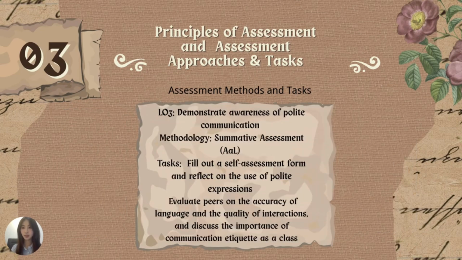The third learning goal is to let students understand and demonstrate the importance of polite communication. This part uses summative evaluation. The students fill in a self-assessment form to reflect on whether they have used polite expressions. They will also evaluate the accuracy of language and the quality of interaction with each other and discuss the importance of communication with the whole class. This not only exercises students' reflective ability, but also promotes learning and communication between peers.